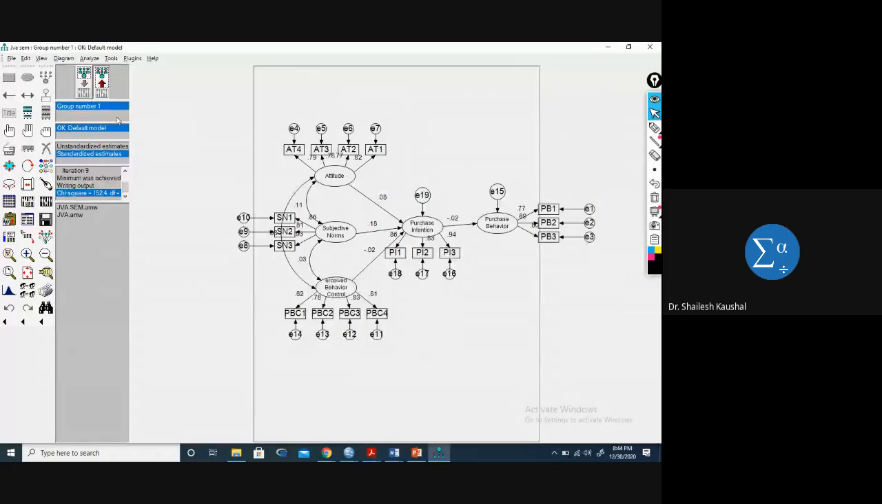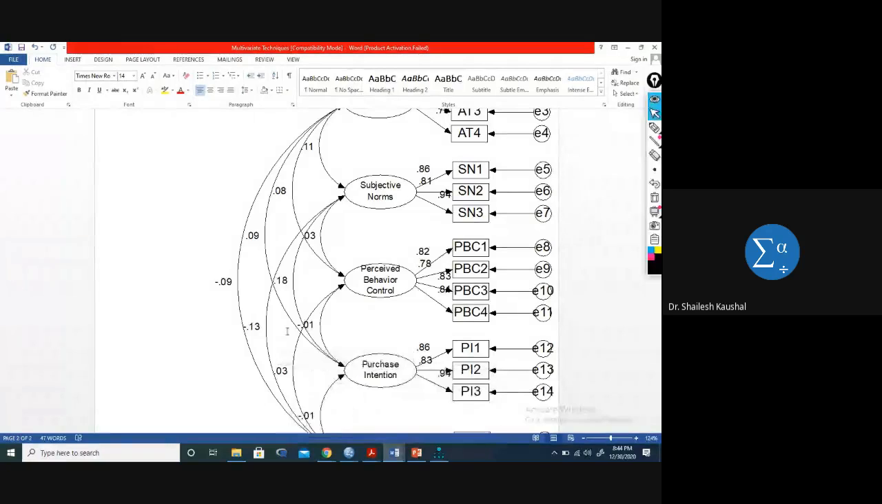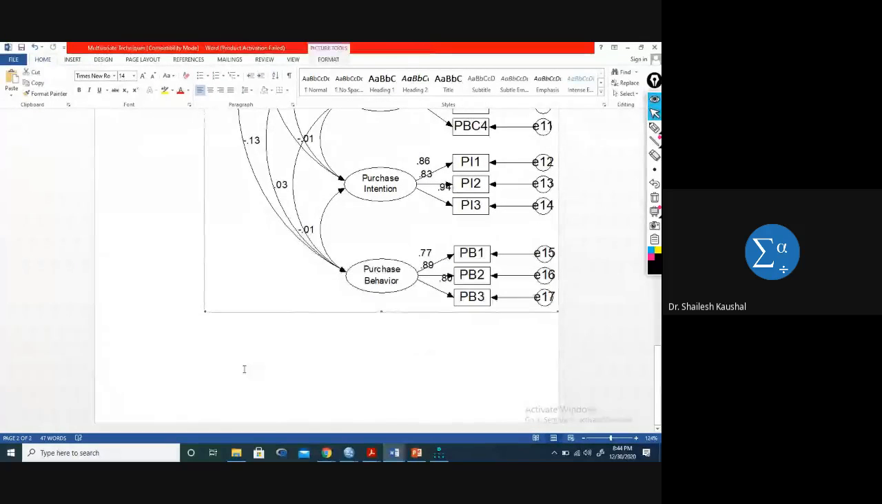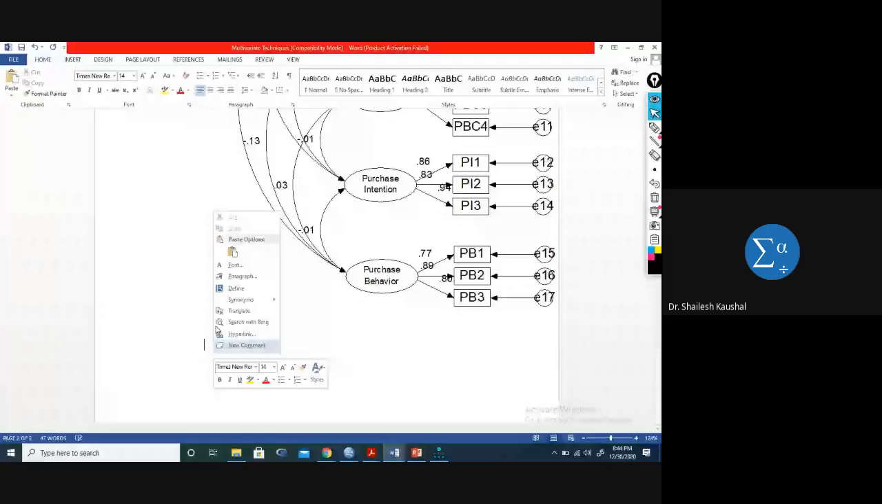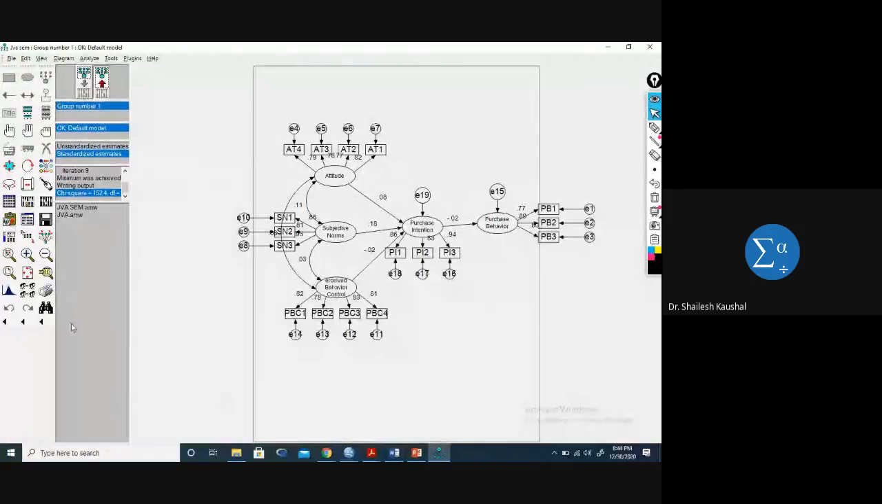Now if we want to copy and paste it, here you can see the copy, and I am pasting it in another Word file. See, this is our model. In this way we will paste it into our research paper. So now let us see what the output is.